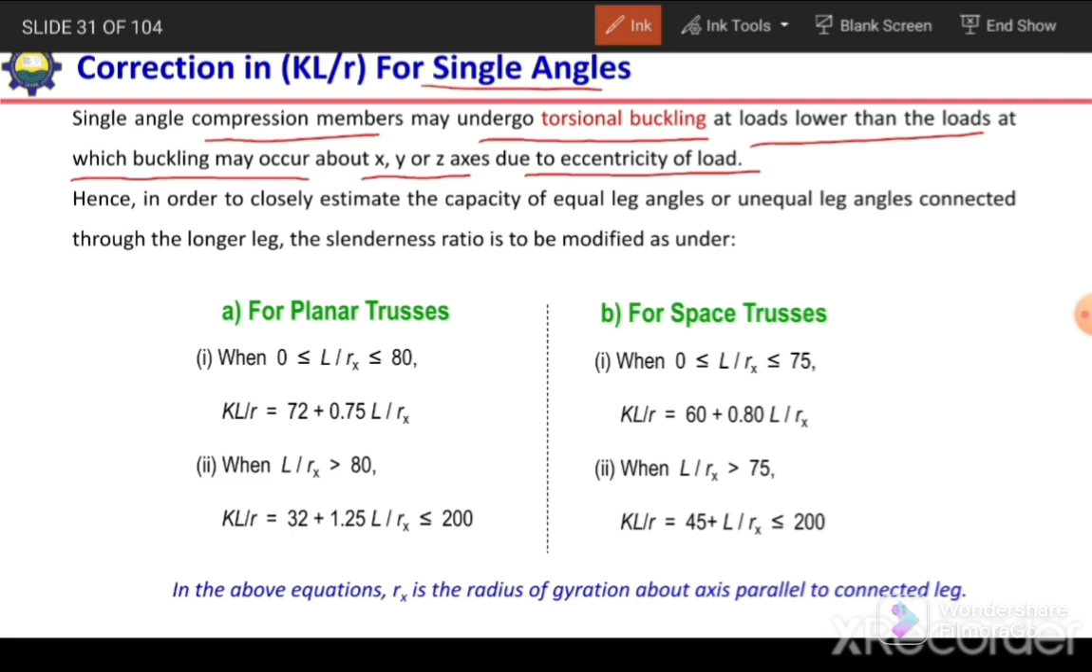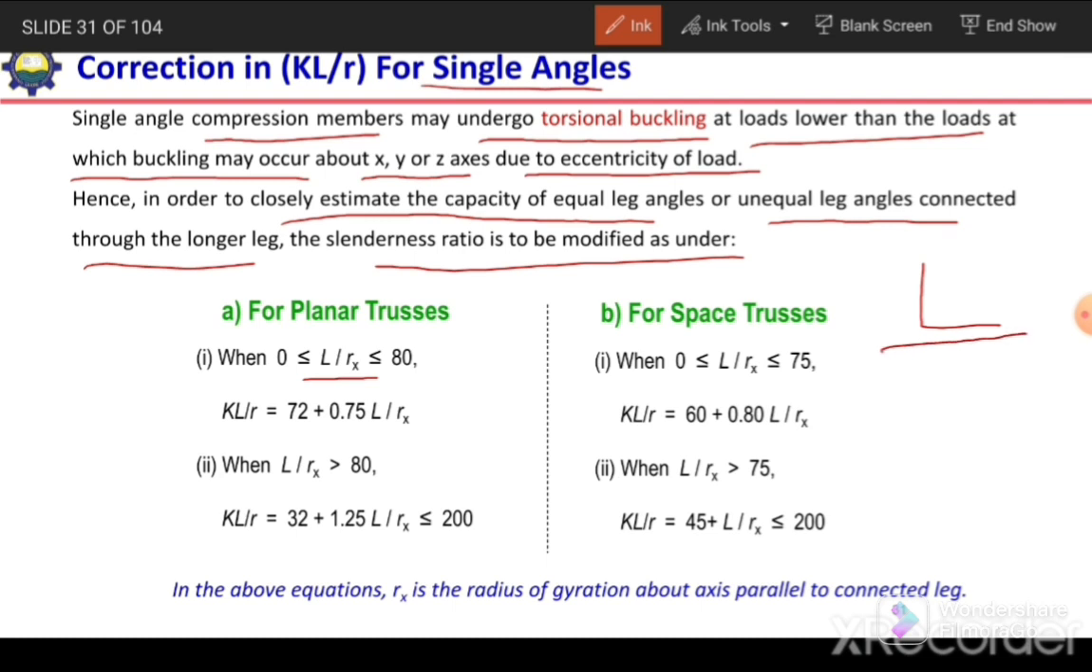So hence, in order to closely estimate the capacity of equal leg angle or unequal leg angle connected through the longer leg, the slenderness ratio needs to be modified. So we can modify the slenderness ratio. For that we need to first investigate what is the L over Rx. For example, we have a member angle section connected like this. So this leg is connected. We need to calculate this Rx value. If this leg is connected, we will consider the R value corresponding to this parallel axis.